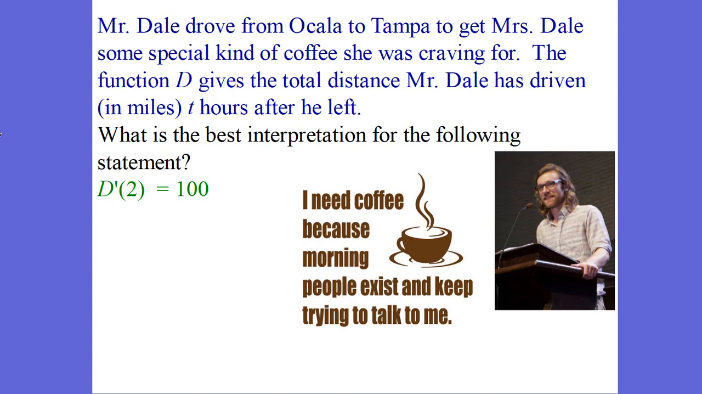And so what's the best interpretation of the following statement? The following statement says d prime of 2 is equal to 100. And so what does this mean? What is this trying to display?